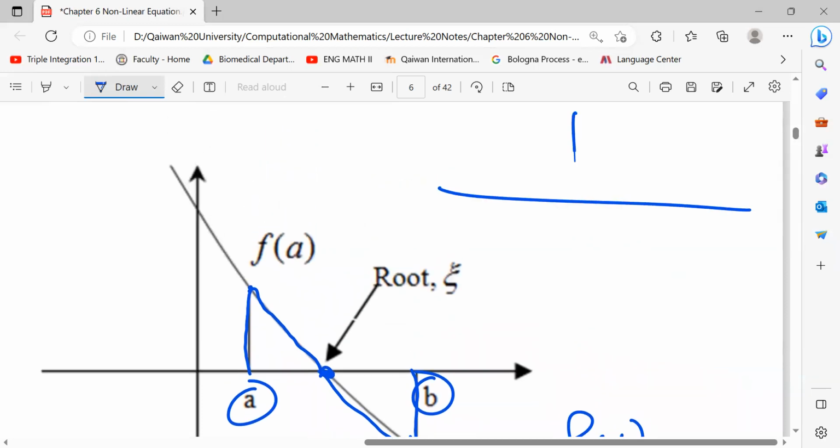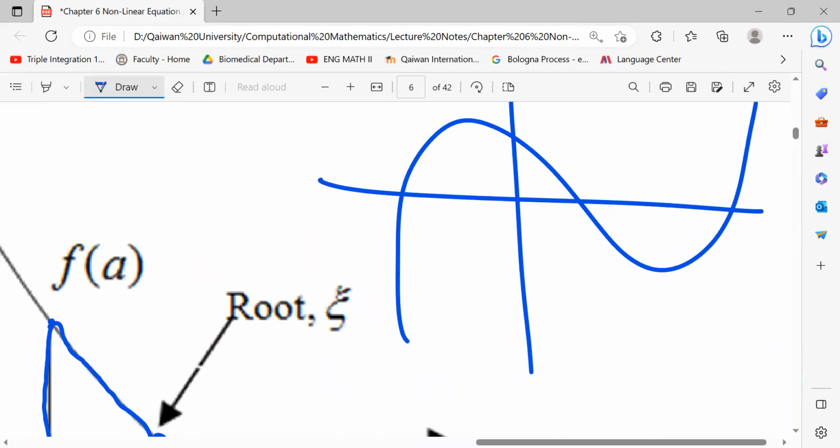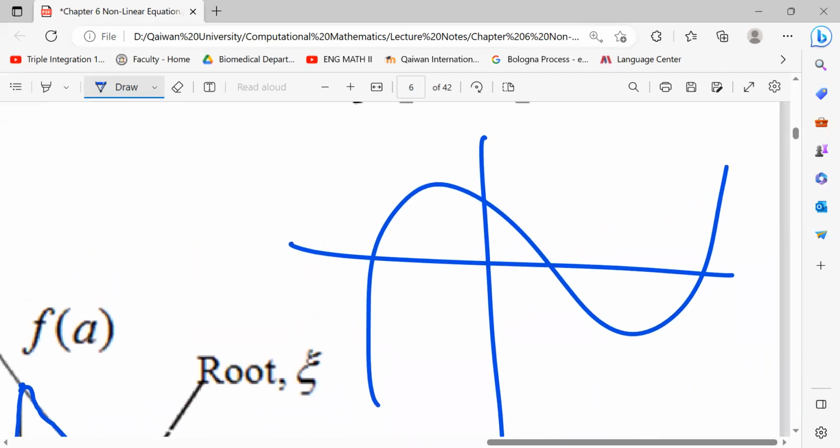Look. How many solutions do you have for this function? 1, 2, 3. Because it intersects the x-axis 3 times. Why do we say this is a solution?